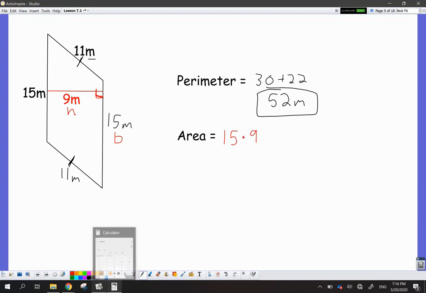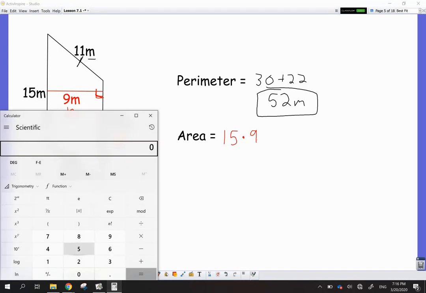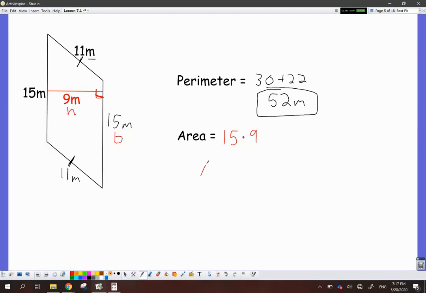So 15 times 9, I'm going to pull up my calculator. 15 times 9, that gives me 135. So my area is 135, my units, meters. So that makes it meters squared. So my area, 135 meters squared.